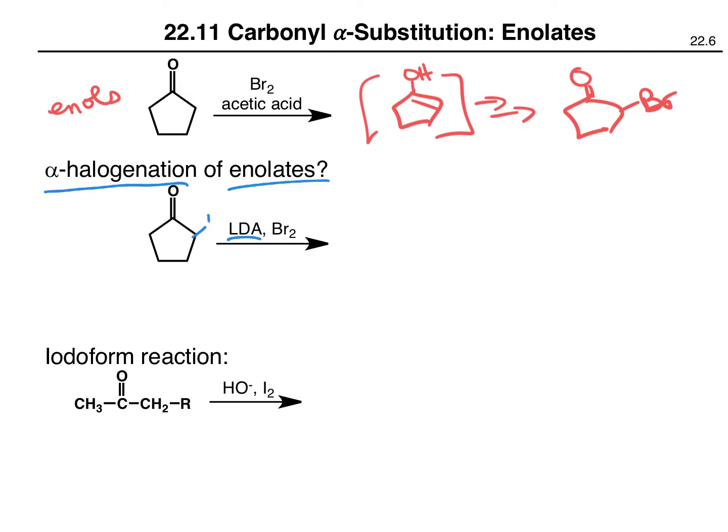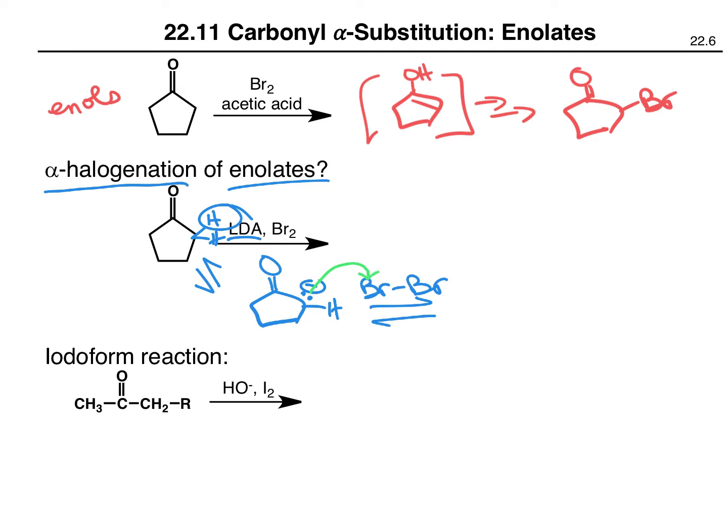That is going to pull off, for example, one of these protons, and that will give us an enolate that looks like this. Now this can react with bromine so that these electrons attack here, kicking away Br- as a leaving group, giving us this. So we can make essentially the same product under basic conditions as we could under acidic conditions.